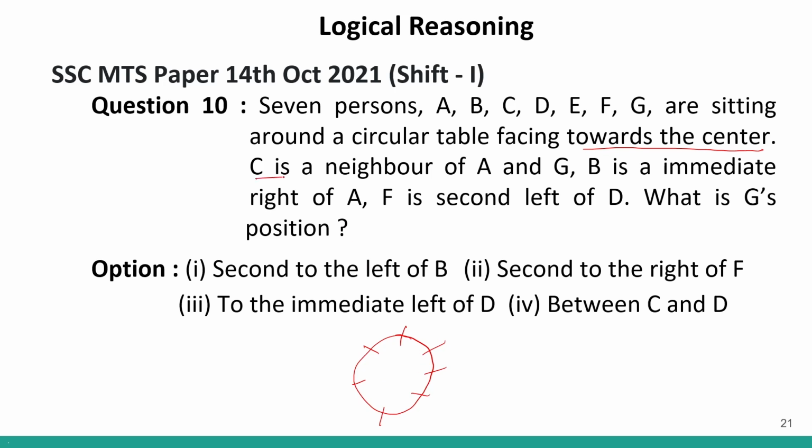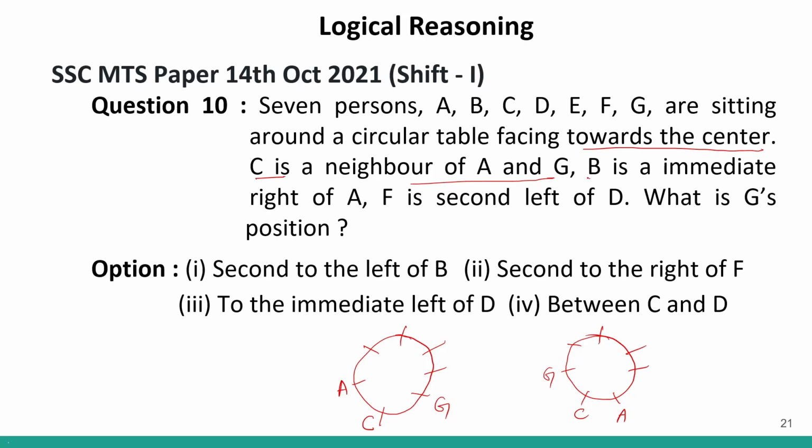Now, C is a neighbor of A and G. So if C is over here, A can be over here and G can be over here. But it is not given in the question whether A is to the right of C or A is to the left of C. So I can assume that there are 2 possibilities. 1, 2, 3, 4, 5, 6, 7 people. C is here, G is here and A is here. So this is possibility 1 and this is possibility number 2.